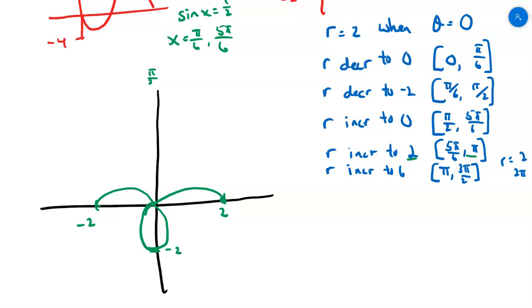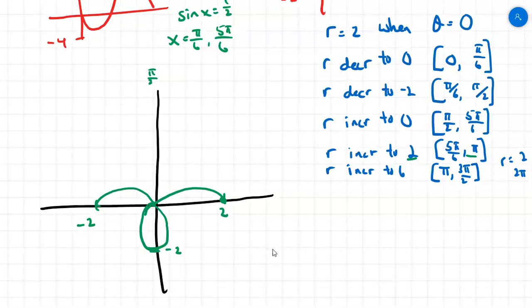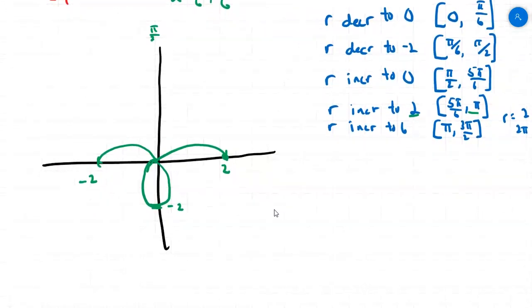The radius increases to 6 in the direction of 3 pi over 2. So 6 in the direction of 3 pi over 2 is way down here. Right, that's 6 in the direction of 3 pi over 2. And then it goes back to a radius of 2 by the time you get to 2 pi. So this is like a cardioid that's got an extra loop in the middle of it.